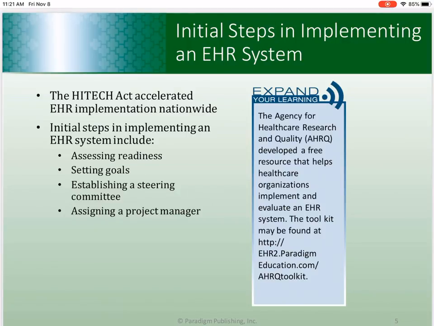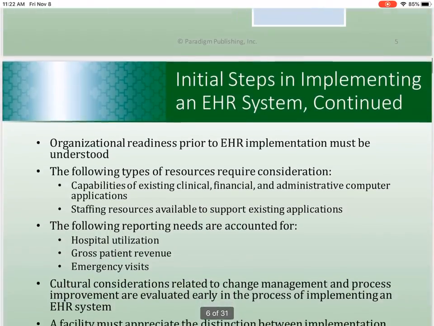All right, so it says planning stages of EHR implementation involve a series of initial steps. The first step is to determine a facility's readiness to change from paper to electronic records. Once that factor is determined, a facility needs to set goals and establish a steering committee to lay the groundwork and move the EHR planning process forward. Now, the initial steps are assessing readiness, setting your goals, establishing your steering committee, and then assigning that project manager. And so we're going to cover each one of those as we continue on through our slides.